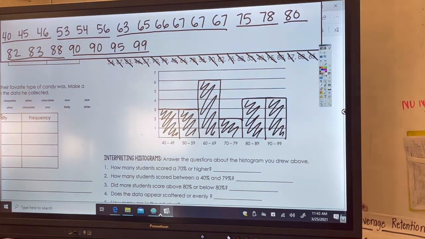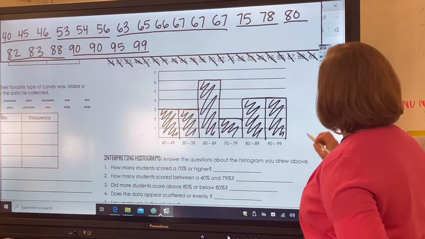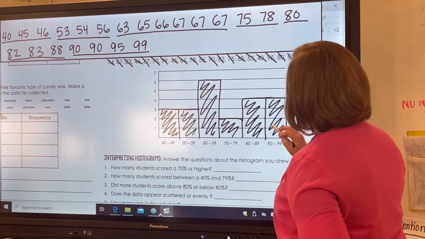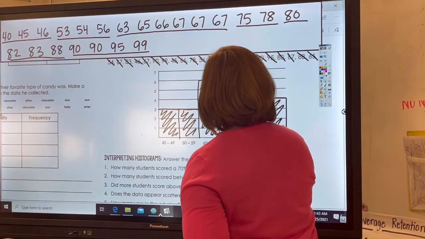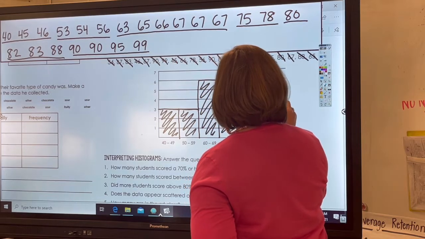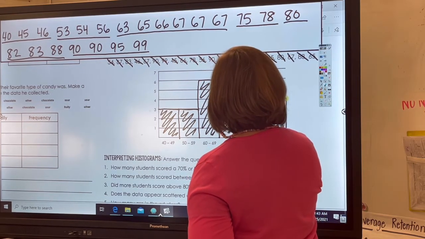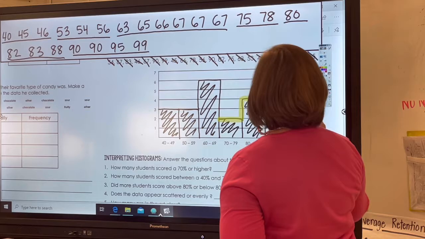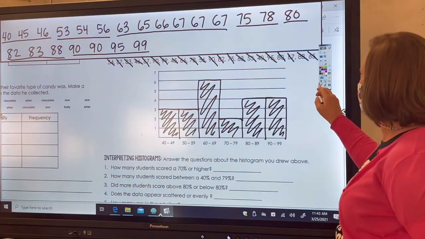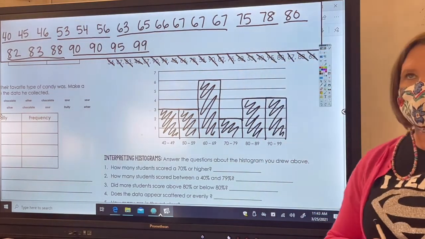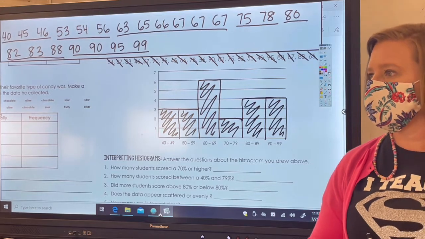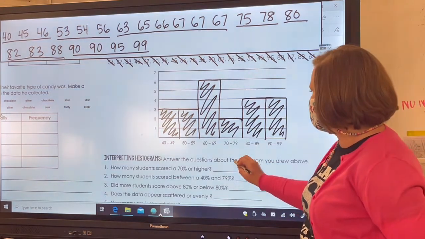So, how many students scored 70 or higher? So we've got to count this one and these two. So we've got 2 plus 4 plus 4 is what? What's 2 plus 4? 6. 6 plus 4 is 10.